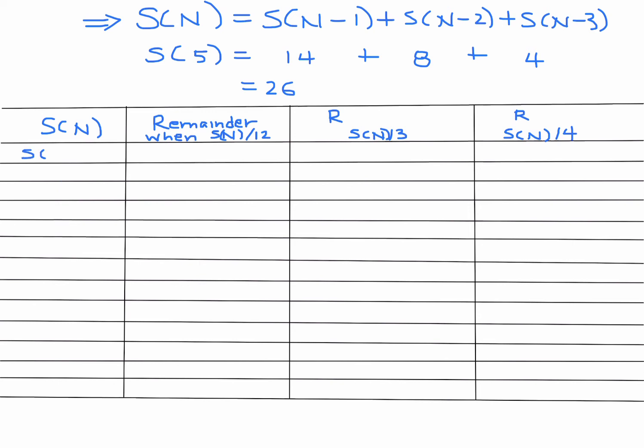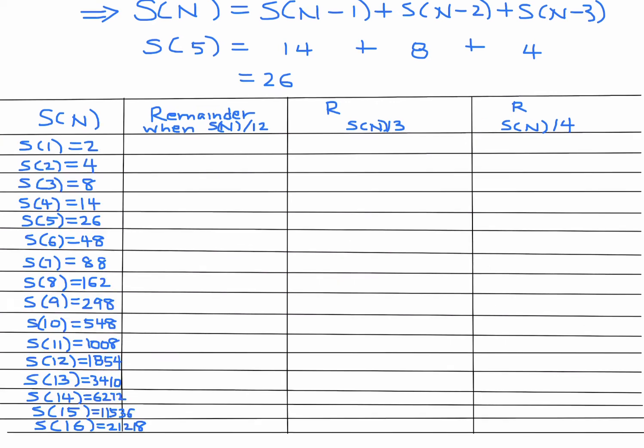Well, S at 1, some of these we already did, is 2. S at 2 is 4, and I'll just fill out this part of the table. So this table I got entirely from this formula right here, just adding the sum of the previous 3, basically. So when you take the number and divide by 12, what do you get as the remainder?